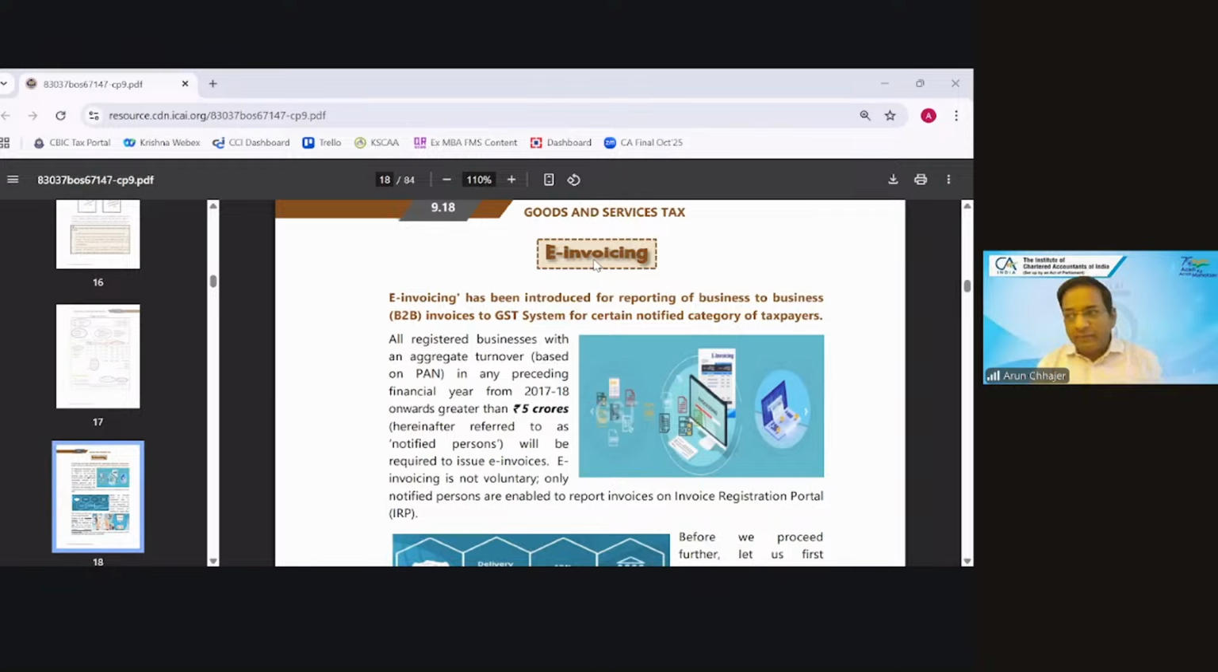Now give me the answer to a couple of questions and we'll read the provision. If it is more than 5 crore, in the preceding financial year, in the current financial year, or in any of the preceding financial year, which option will you choose?